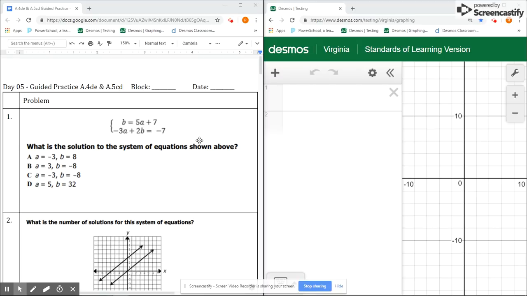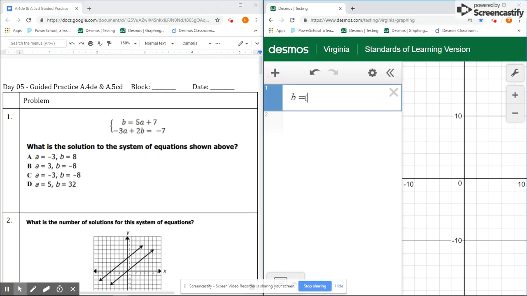Okay, this is day 5 guided practice, A.4 DE and A.5 CD, systems of equations and inequalities. This is page 1. We're going to go through number 1 and 2, and then you'll try 3 and 4 on your own. Number 1, what is the solution to the system of equations shown above?